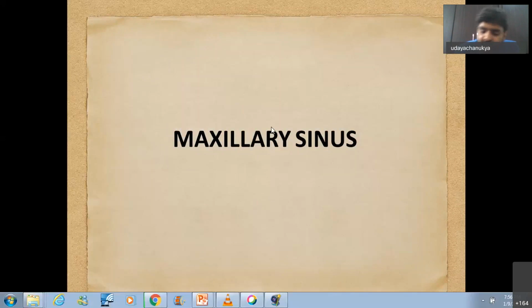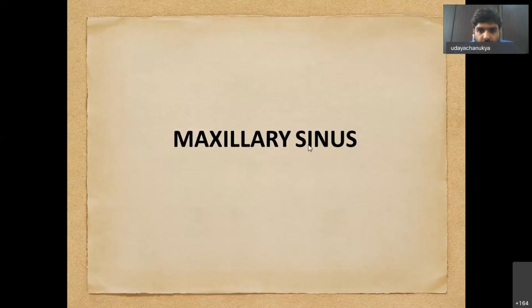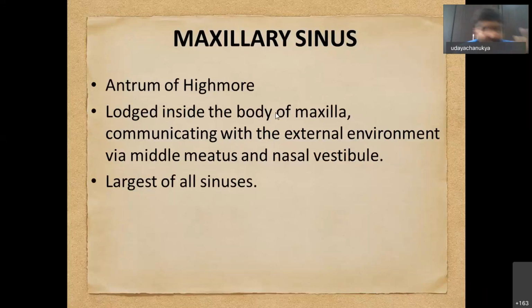Coming to the paranasal sinuses. First sinus is the maxillary sinus. Maxillary sinus is also known as antrum of Highmore. It is located inside the body of the maxilla and is communicating with the environment by the middle meatus and the nasal vestibule. It is the largest of all the sinuses.